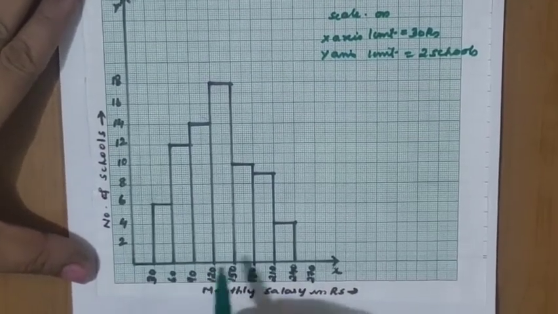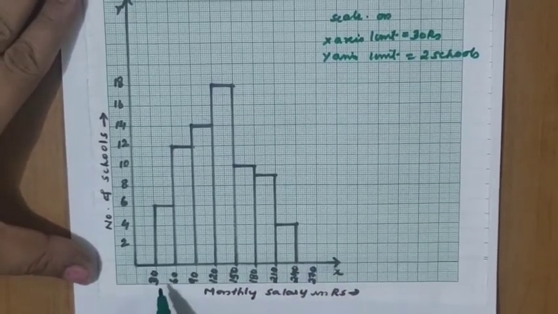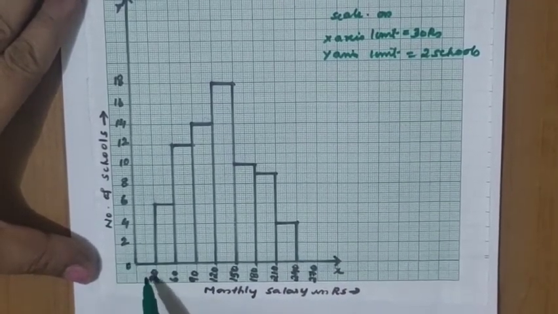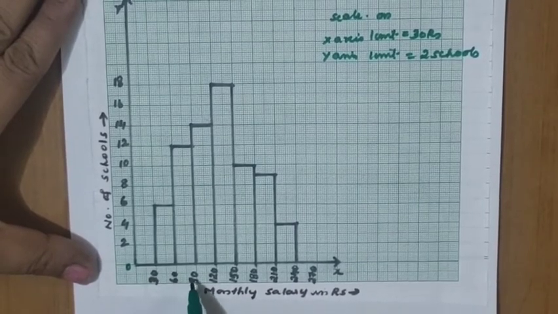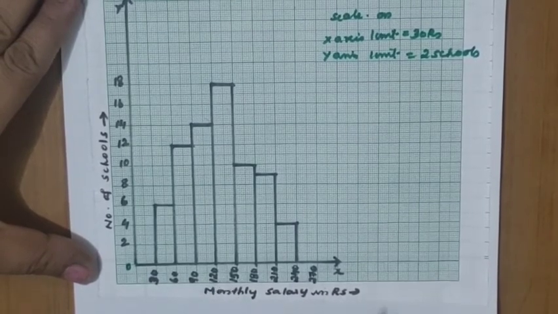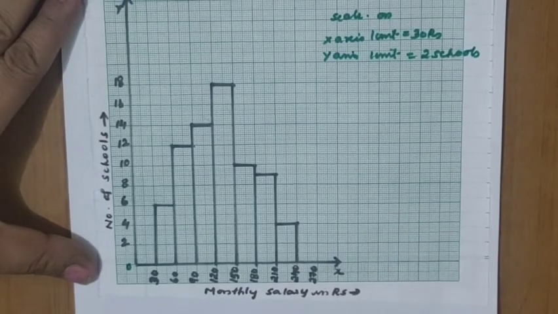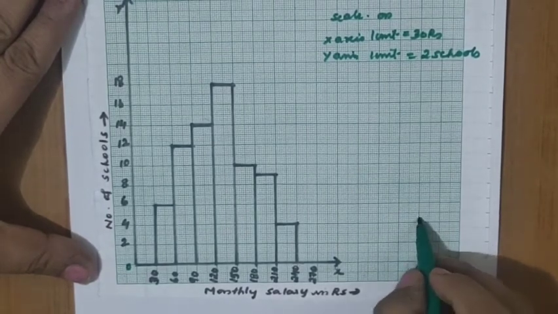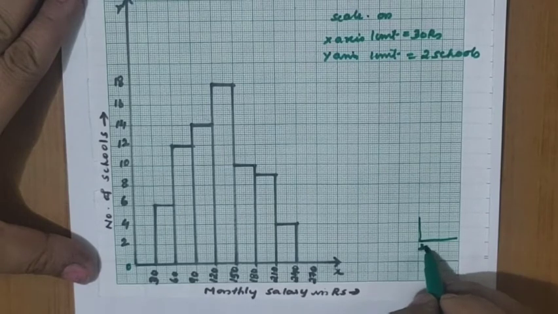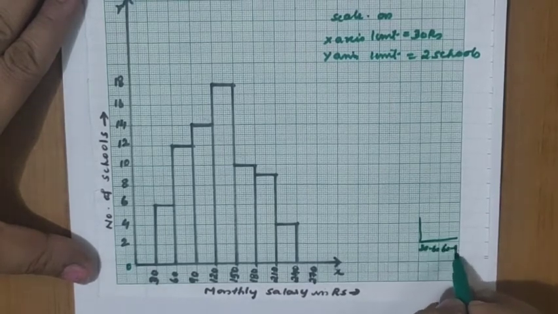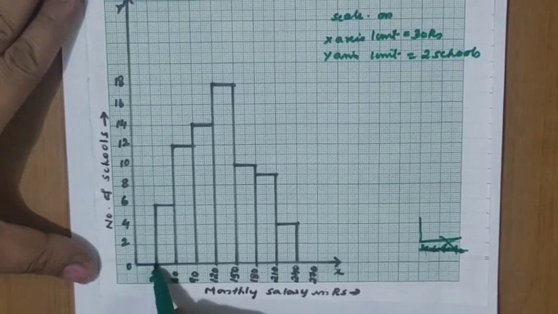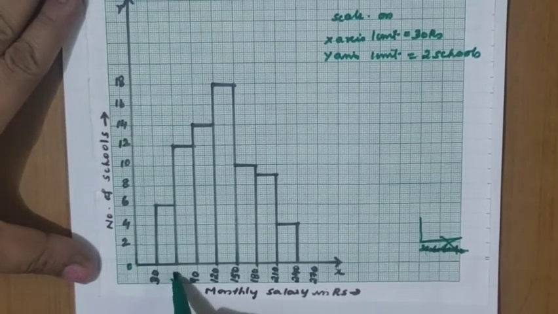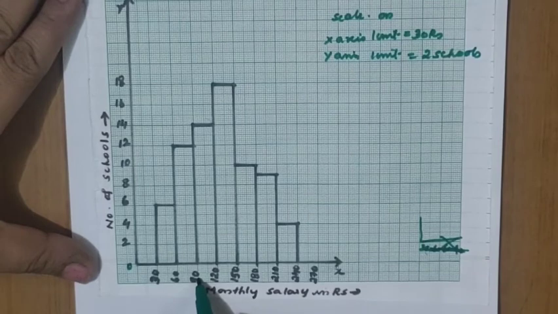Now we have to see the histogram. What is the class interval? 0 is there, that is the origin. 30 to 60, 60 to 90, 90 to 120. Some children will write here 30 to 60, 60 to 90, when doing the graph. No need of writing like this. You should write the first one as 30, the second one as 60, then the third one as 90, then 120, 150, like that.